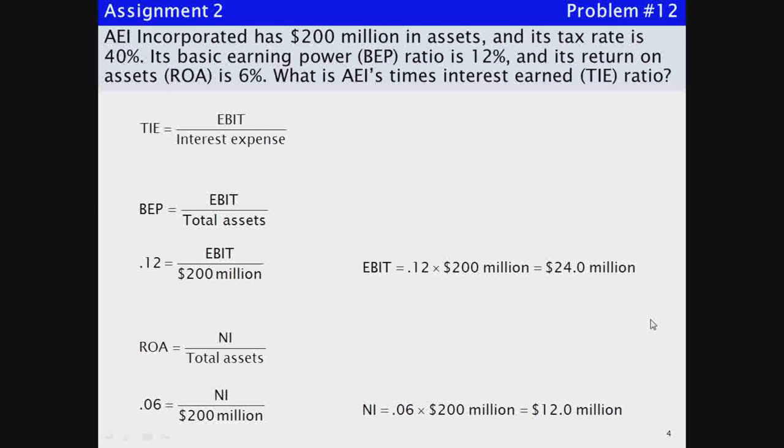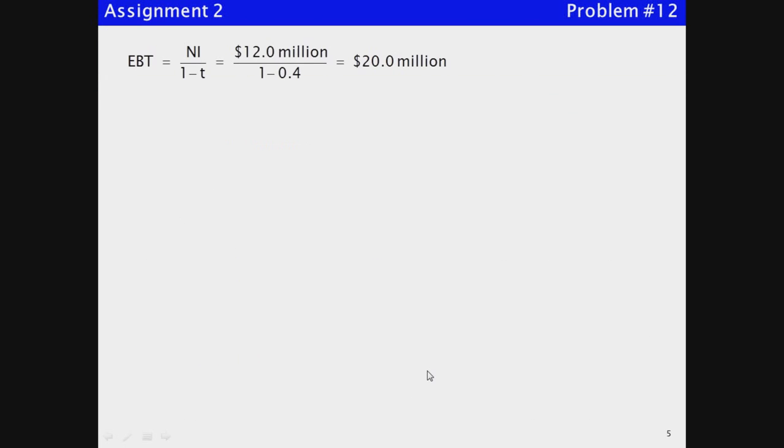Okay, we're not there yet, but we're a step closer. We've got the numerator. We need interest expense. We have net income. What do we need to do? We need to work backwards up the income statement.